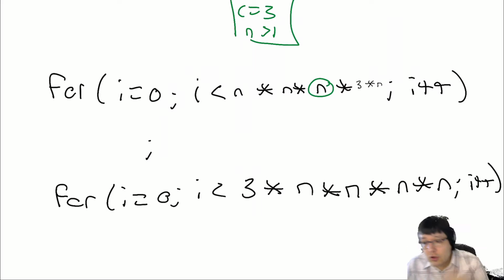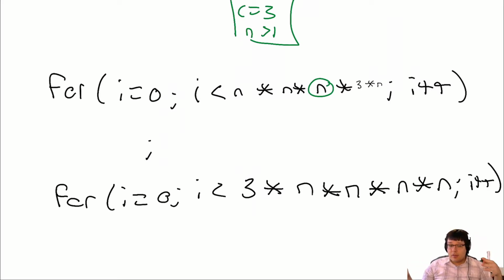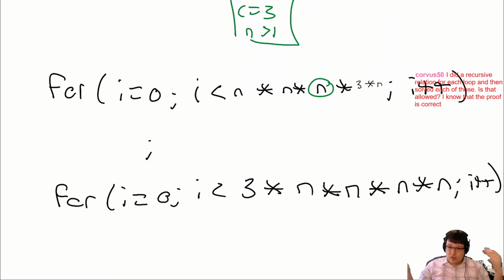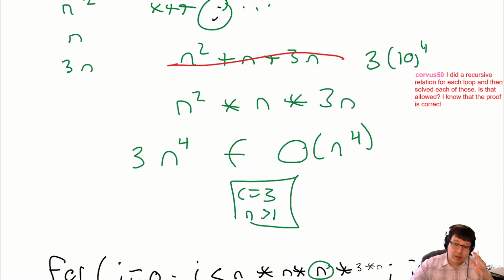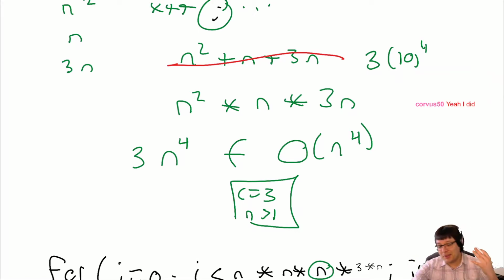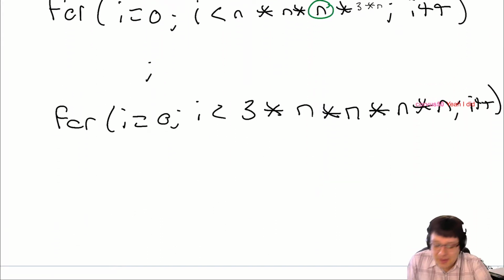Okay, so you could do that. So now you have unwound the loop. And so now you can make your recursion so much easier. I did a recursion relation for each loop and then solved each of those. Is that allowed? Yes, that is allowed as long as you ended up with the final asymptotic complexity that was basically n to the 4th power. If you did get n to the 4th power, you're good. If you didn't, then you're screwed. So yeah, okay, that's good.